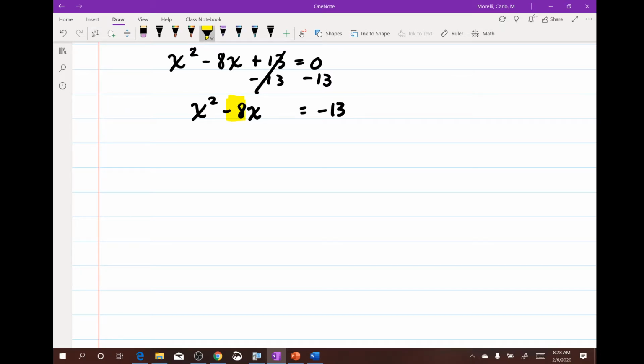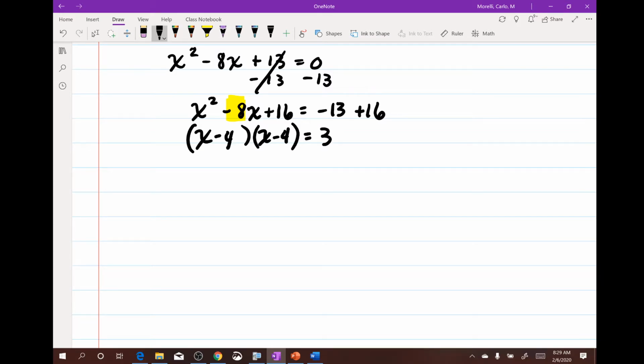Okay, so what's half of negative 8? What's negative 4 squared? All squares are positive. So half the middle coefficient is negative 4. Negative 4 squared is 16. So what we're going to do is add 16 to both sides. Now you have a perfect square binomial here with x minus 4 and x minus 4 equal to whatever negative 13 plus 16 is. What is that? 3?